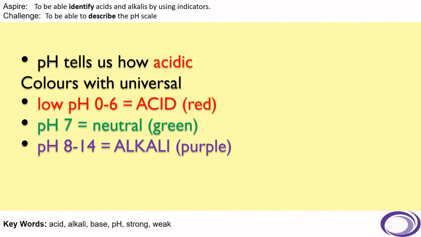The pH is an indicator of how acidic or alkaline a substance is. Universal indicator changes colour based on the pH of a substance. So if it has a low pH, 0 to 6, it is an acid, and that is indicated by a red, orange or yellow colour change. pH 7 indicates a neutral substance, and that is a green colour change. A pH of 8 to 14 indicates an alkali substance, and that is a blue or purple colour change.